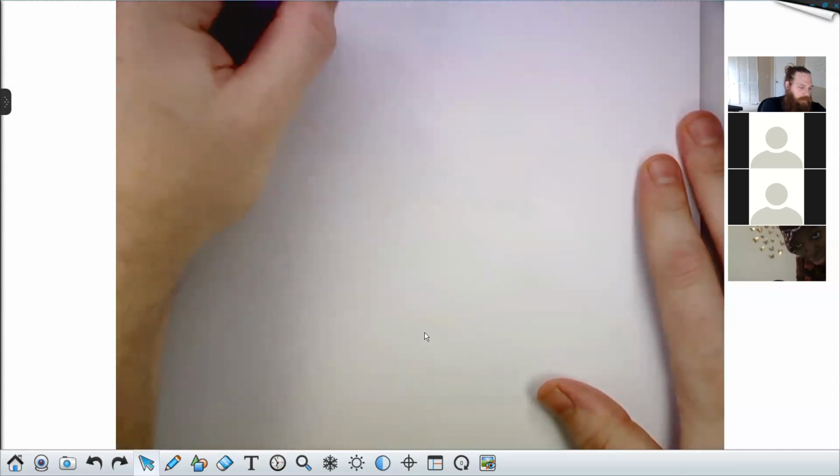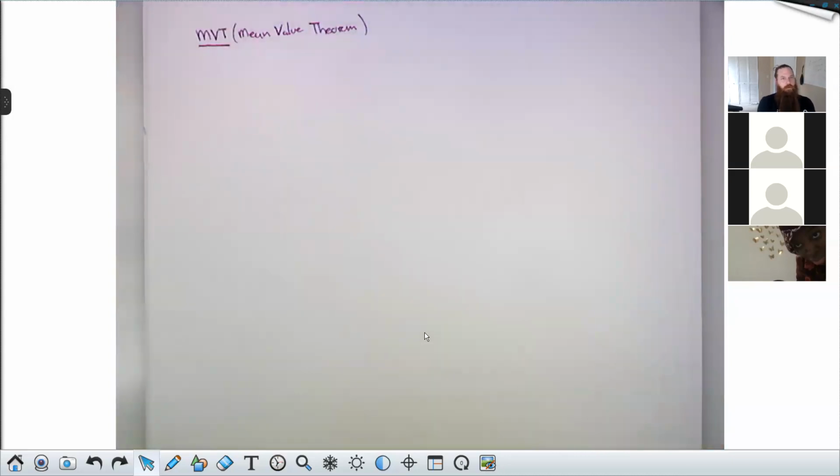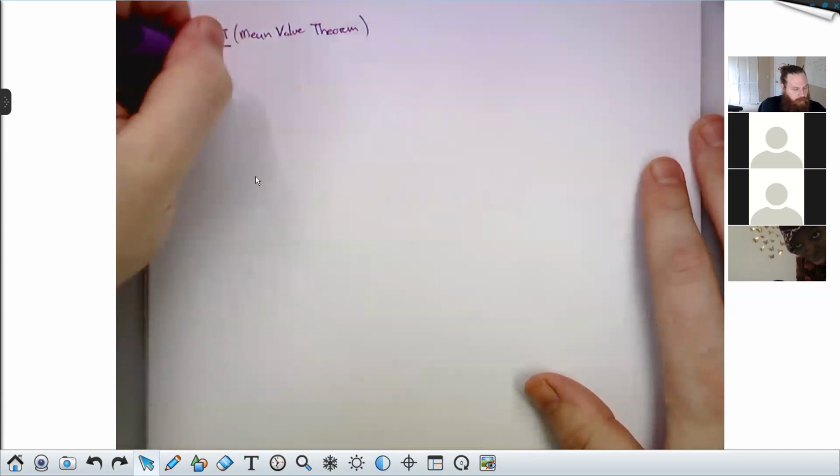The word mean can mean a few different things in the English language. Of course, it can mean cruel or unkind, but the sense in which we're using the word mean here is average. The mean value theorem, from the perspective of the derivative, says the following.